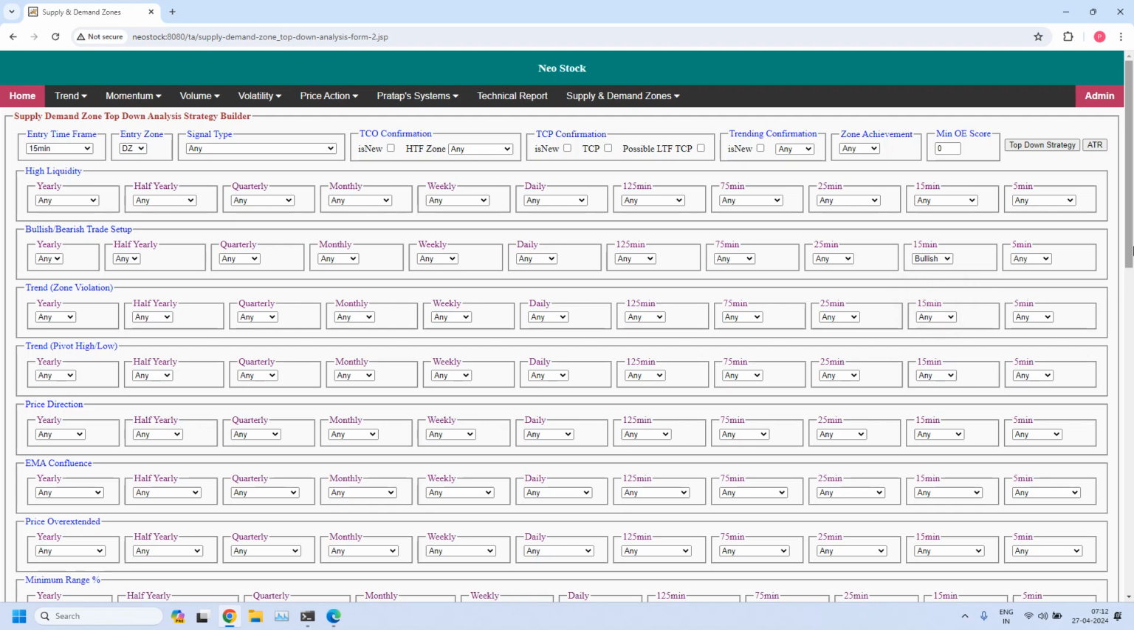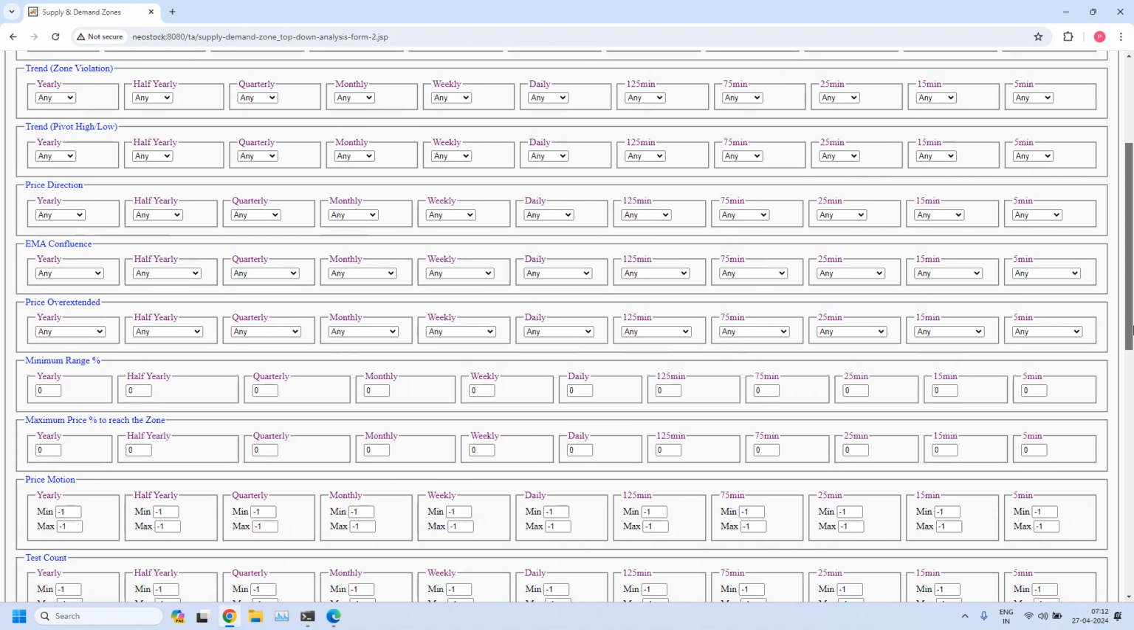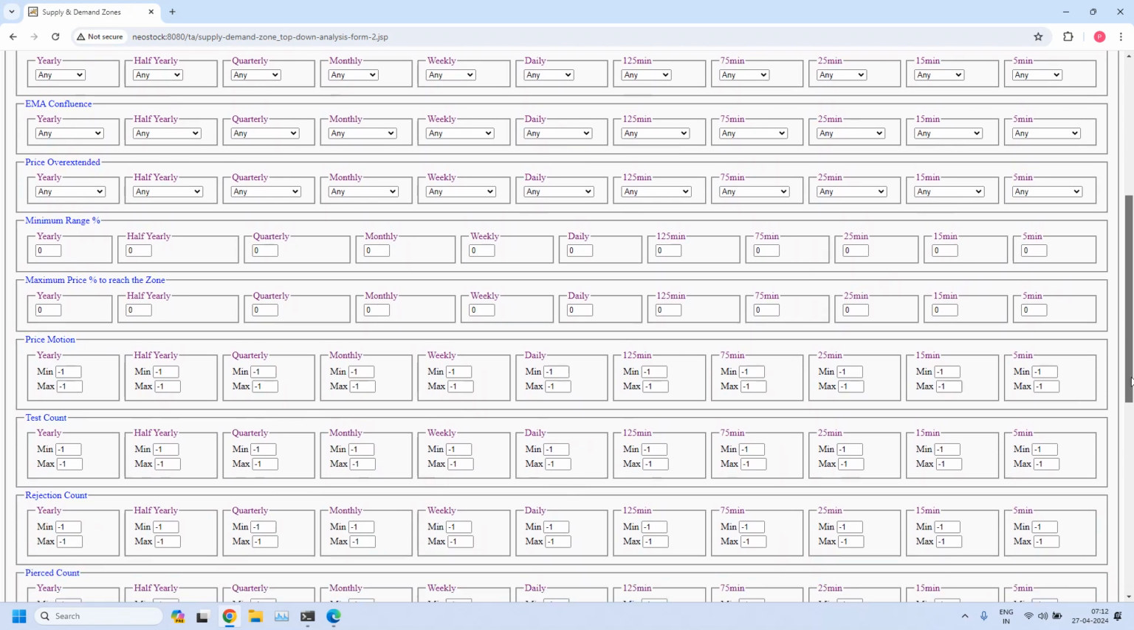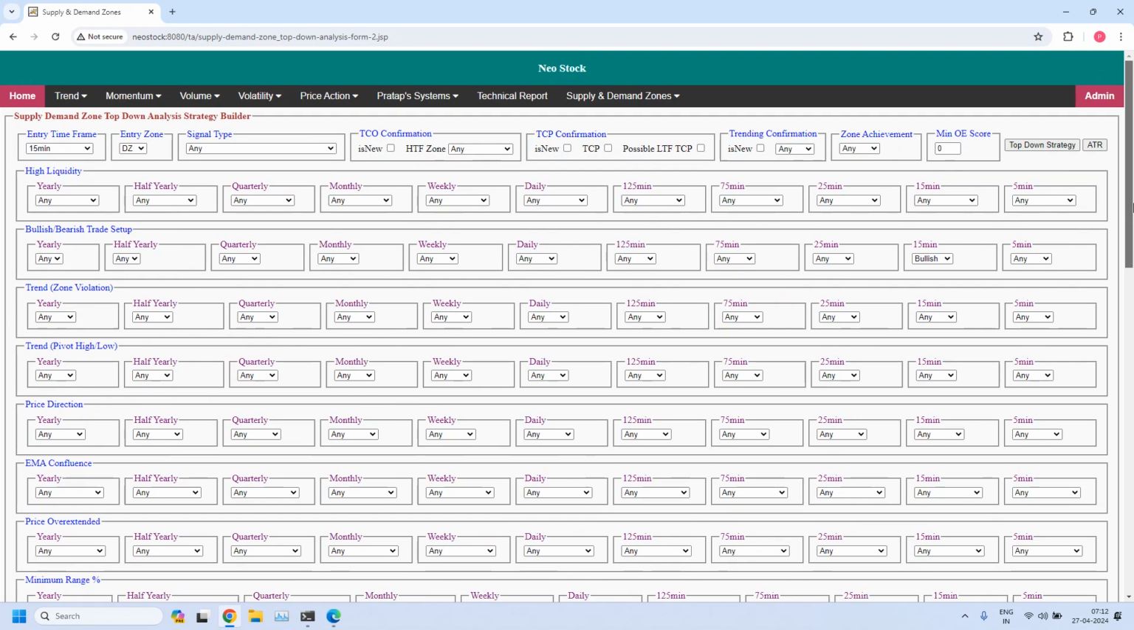And three filters I am going to set. The first, I don't want pierced zones. So that's why I want only zones having pierced count 0. So this is the pierced count parameter. In the 15 minutes time frame, that is the entry time frame, minimum value I am setting 0, maximum value I am setting 0, because the entry zone is a demand zone. If any of these demand zones have pierced count 0, those stocks only will be filtered.